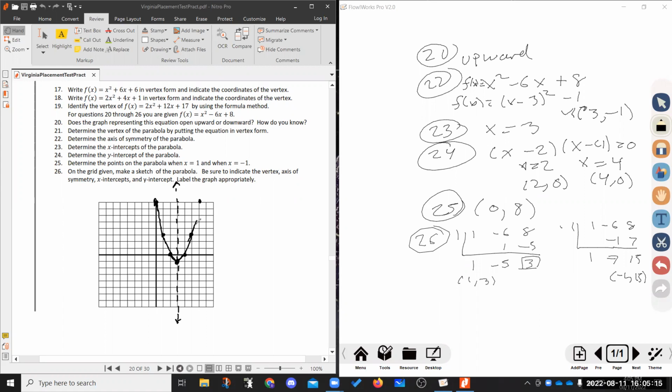Not the best at drawing, but I did get some points so that my teacher can see where I'm drawing the points and making the curve go through them, right? I might want to label these points. This is (1, 3). This is (5, 3). This is (0, 8). This is (6, 8). This is (4, 0). This is (2, 0). And this is the point (3, -1).